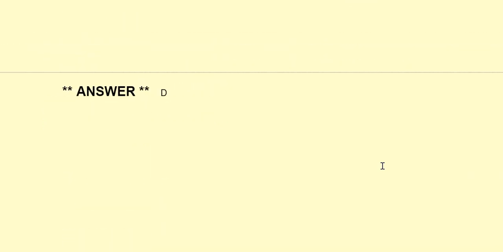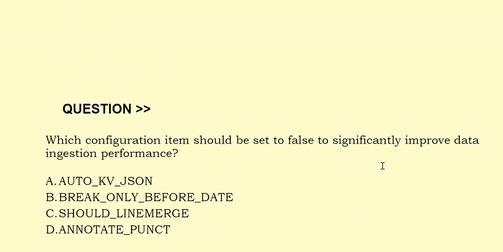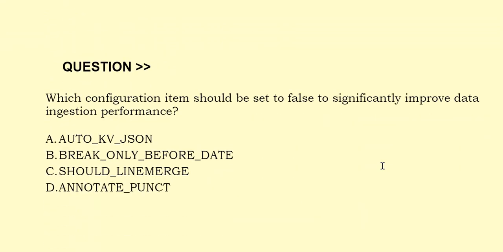The correct answer is option D. Which configuration item should be set to false to significantly improve data ingestion performance? Option A. Auto_KV_JSON. Option B. BREAK_ONLY_BEFORE_DATE. Option C. SHOULD_LINEMERGE.